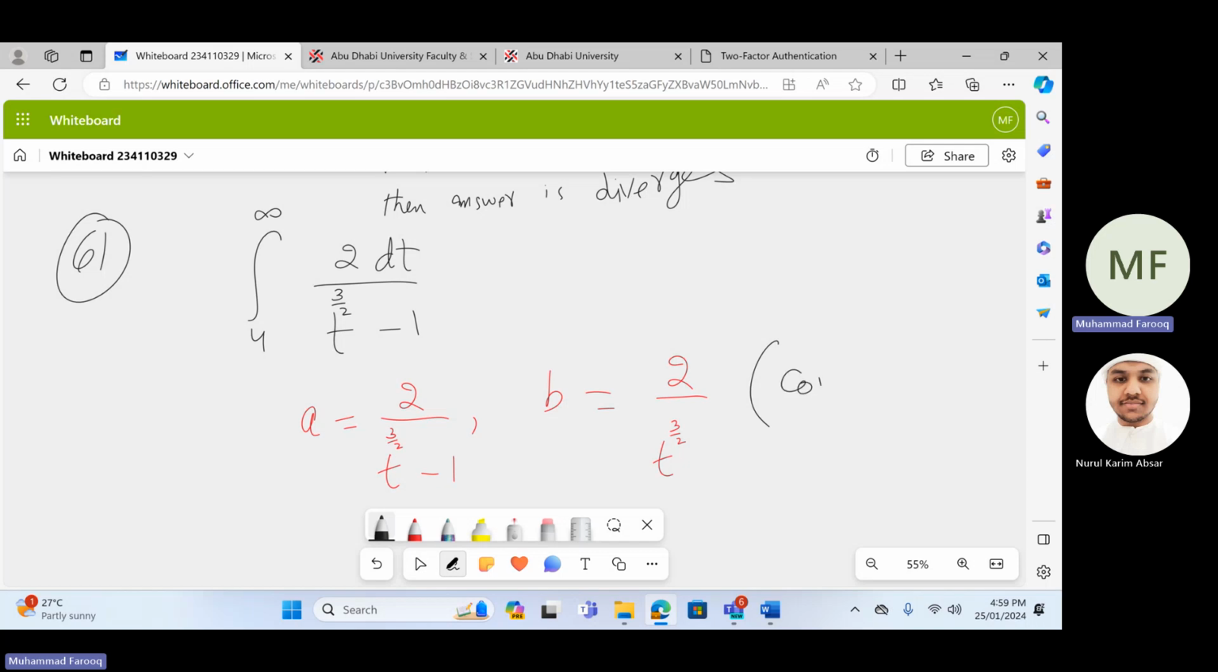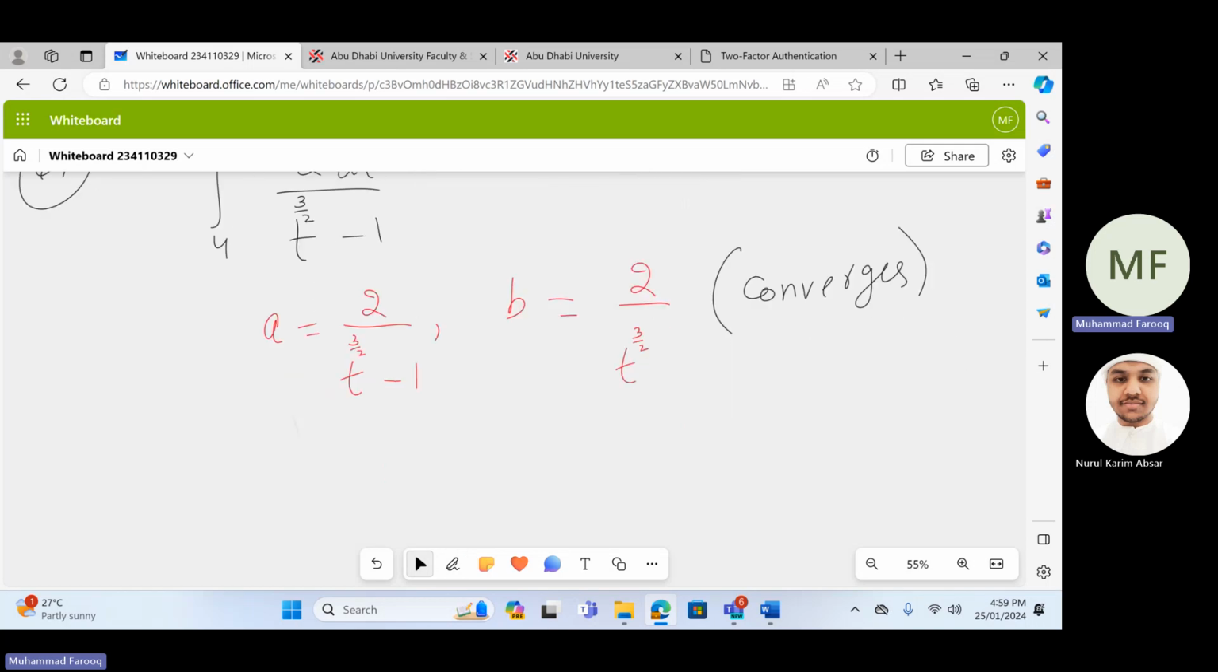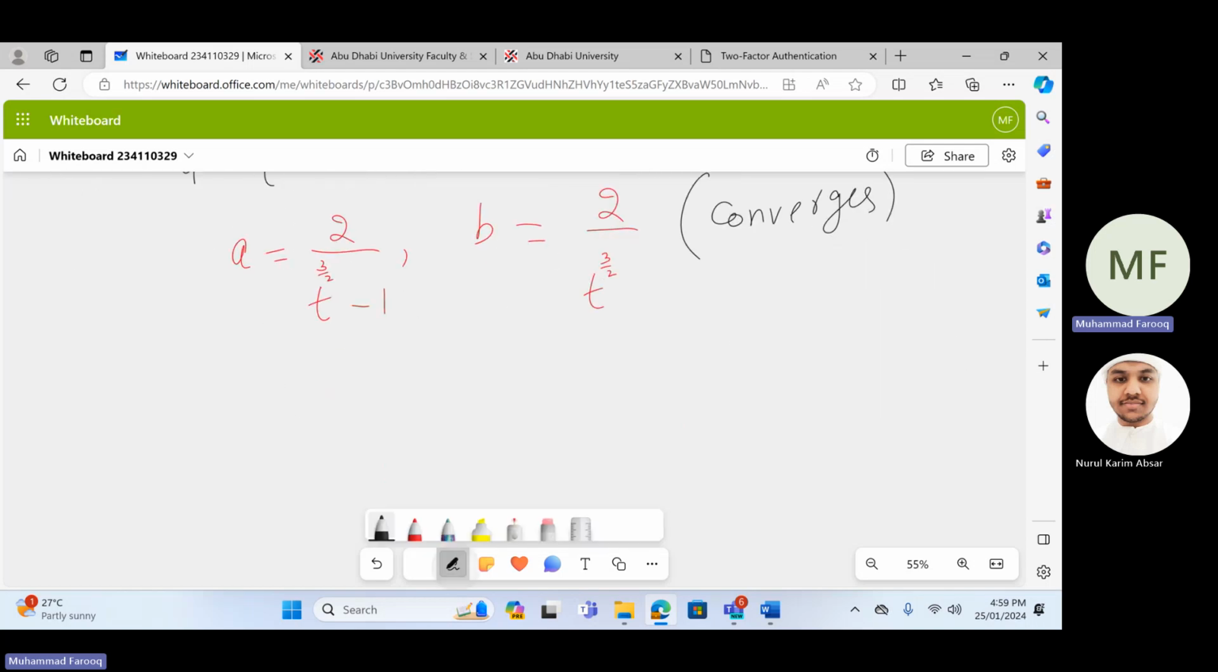Convergence, okay. 1.5. Convergence. Until here, you are done already. In DCT, after this, we check big and small. We are not using DCT. We are using what? A over B. LCT. Okay, now, LCT says you have to perform this calculation.